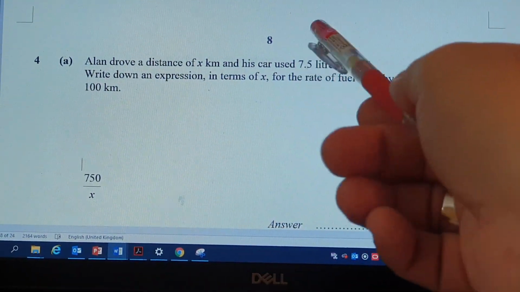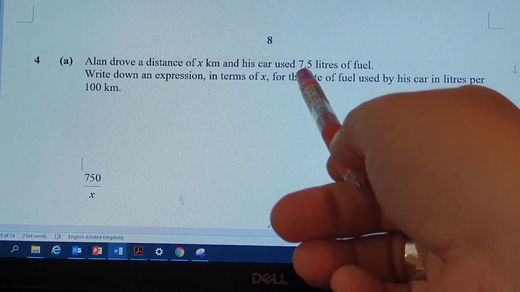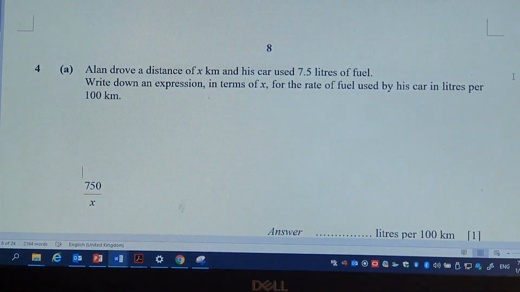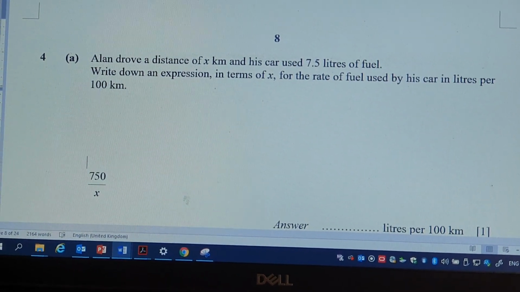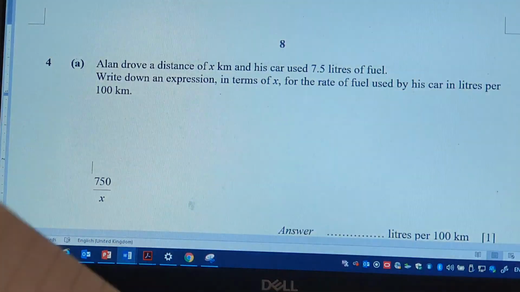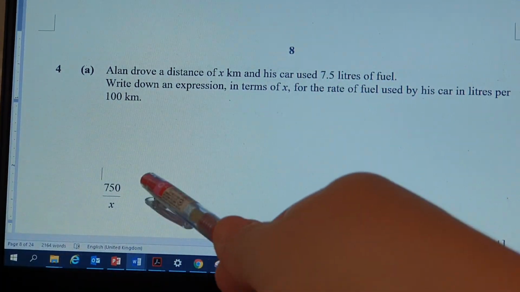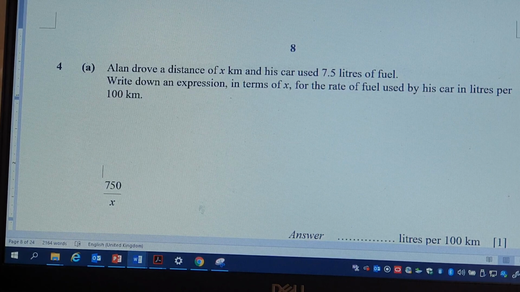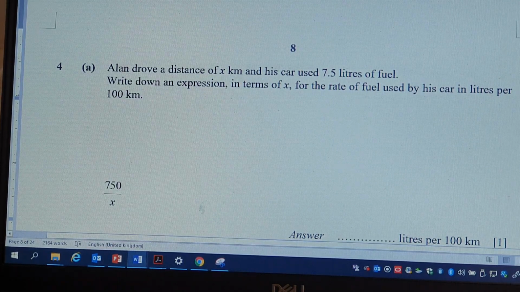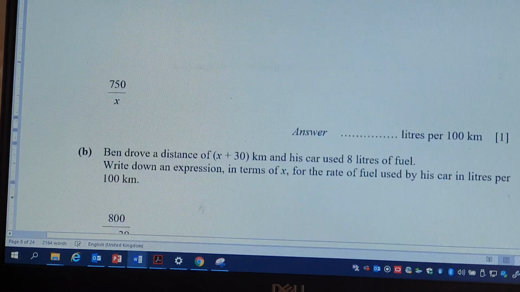Take 7.5, okay? Then you try to get paper. Okay, because the question here, never mind. I think you understand, right? 750 over x. If you can't understand, you let me know, okay? Okay, so now we go to the next part here.